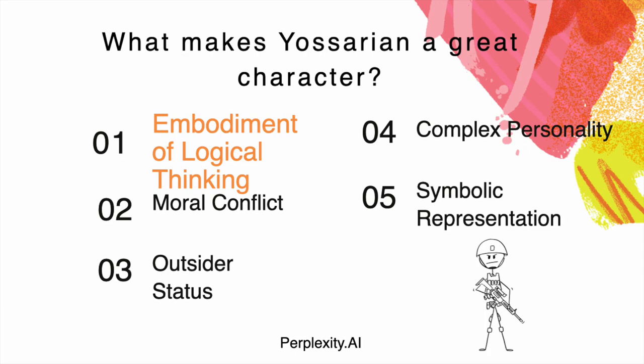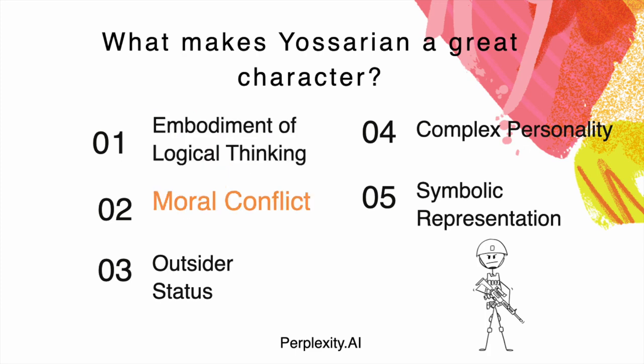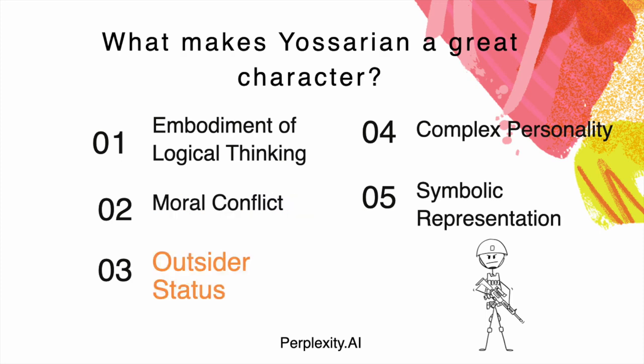This is what the AI said for embodiment of logical thinking. Yossarian represents the voice of logic and reason in an absurd, bureaucratic military system that values conformity over human life. Under moral conflict, while determined to save his own life at all costs, Yossarian deeply cares about his squadron mates and is traumatized by their deaths. This creates a compelling internal conflict.